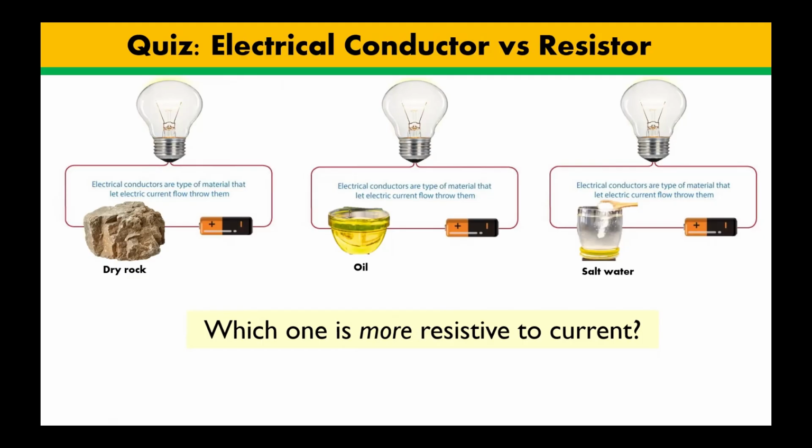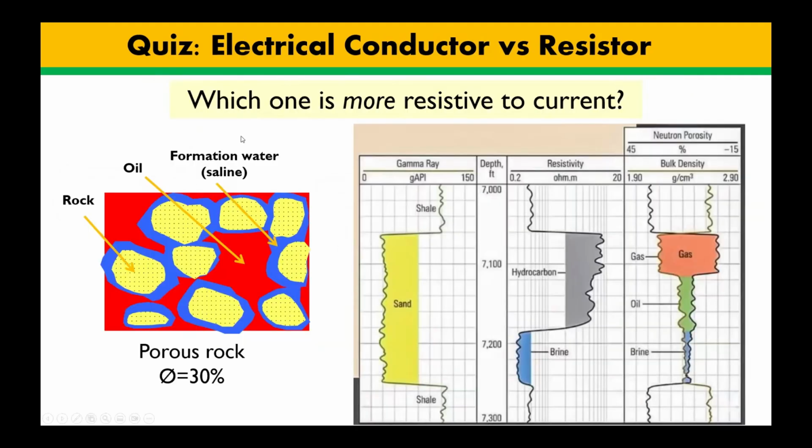Salt water is the only conductor that allows current flow because of the dissolved salts. This simple difference is the foundation of the resistivity laws and Archie equation, as you will see from the coming slides.